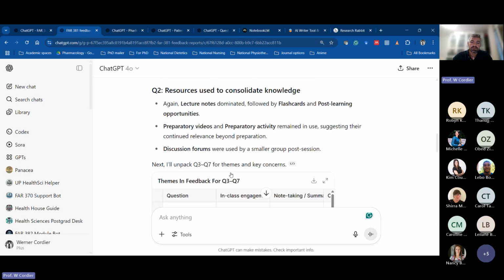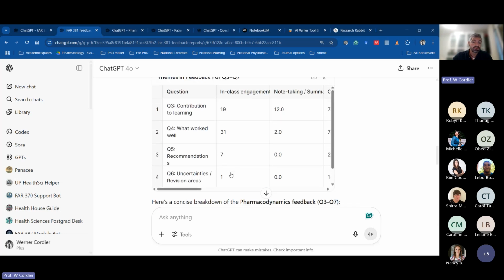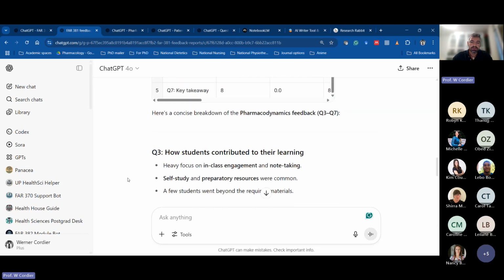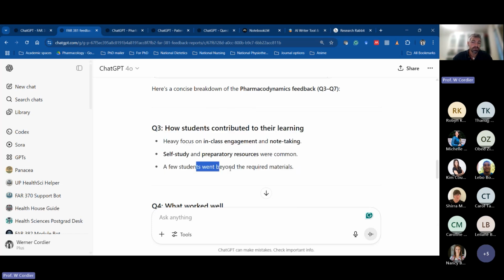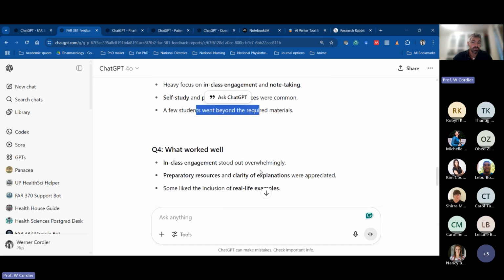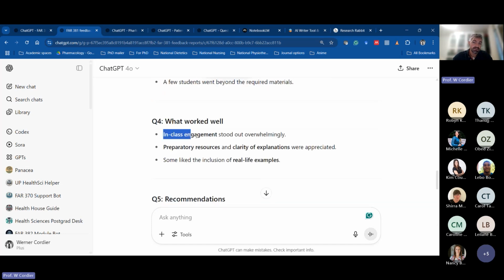We also asked them, for example, how did they contribute to their own learning? How did they navigate this learning? What did they struggle with and what were the key takeaway moments for them? And if we look at the breakdown, in terms of contribution to their learning, the students say they focused on the in-class engagement and note-taking, they self-studied, and they went beyond the required materials. What worked well is that the in-class engagement they really enjoyed. They enjoyed the preparation and the clarity of examples and the inclusion of real-life examples.